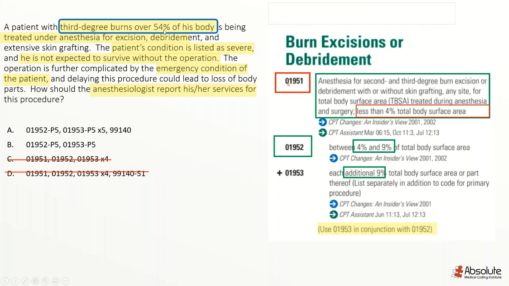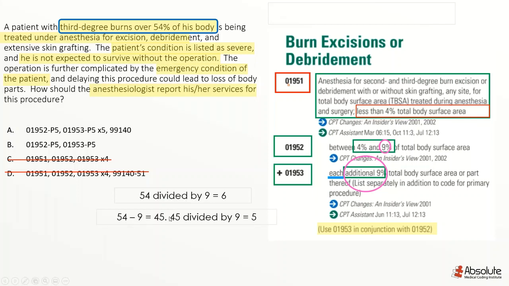If you need to make a note to yourself, you can't use 01951 in combination with 01953. And we need it in this case because this patient has been burned over more than half of their body surface area. So we know we need that code, but just how much of that code do we need? Well, just 9% won't do it. We need each additional 9. So we've got a little math to do. We have 54. If you divide it by 9, we get 6. So we've got 9 right here. That gives us one of them. And then we've got 5 that we need. So we've got it 5 times. 9 times 5 is 45, plus the 9 will give you 54. So that is how you get here.